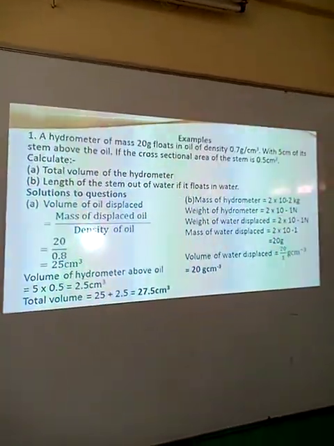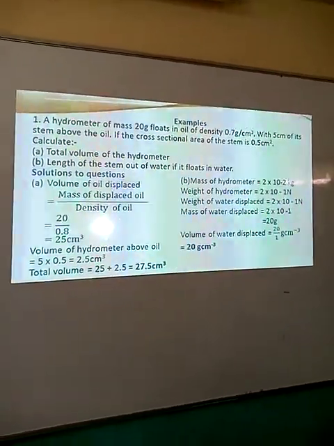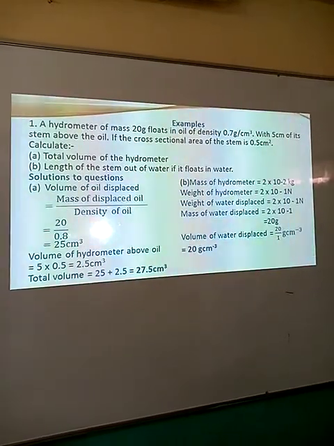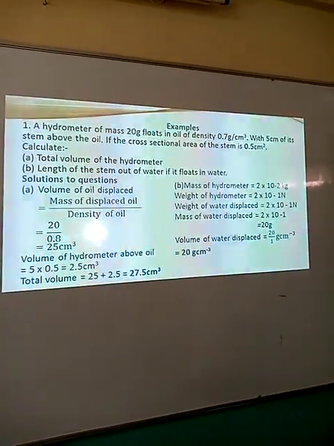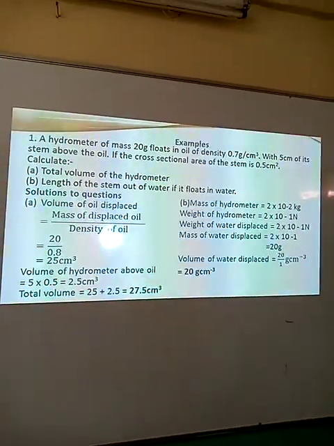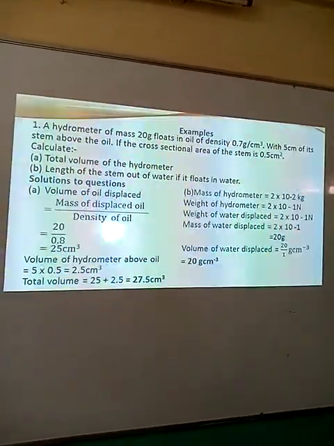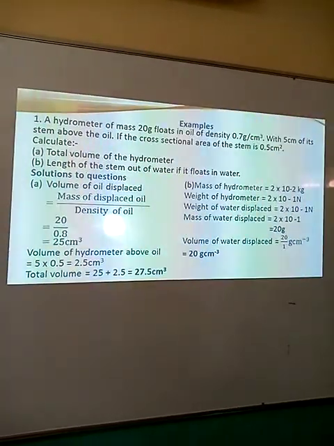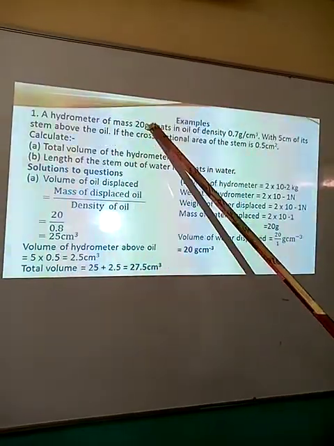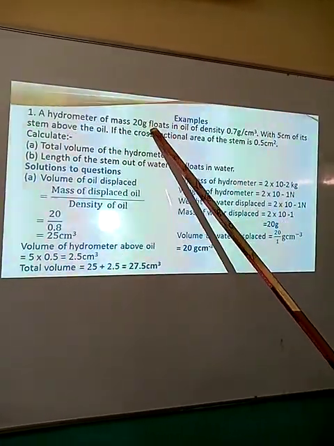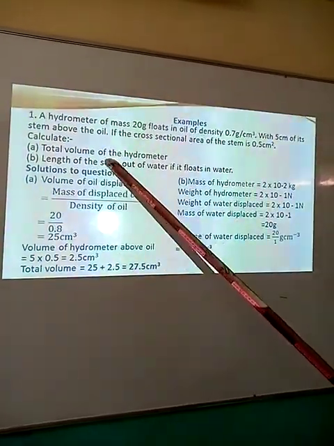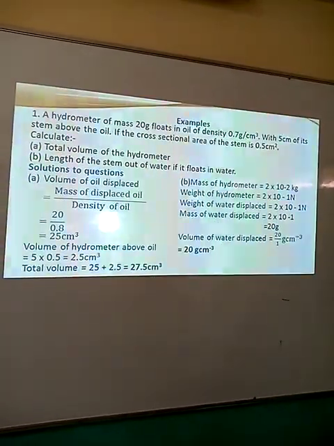There is a calculation on hydrometer that you probably need to understand. For example, we have this hydrometer of mass 20 grams floating in oil of density 0.7 grams per cubic centimeter, with 5 cm of its stem above the oil. If the cross-sectional area of the stem is 0.5 cm squared, calculate the total volume of the hydrometer. So the hydrometer floats, so we apply the law of flotation, which will enable us to make this kind of calculation.